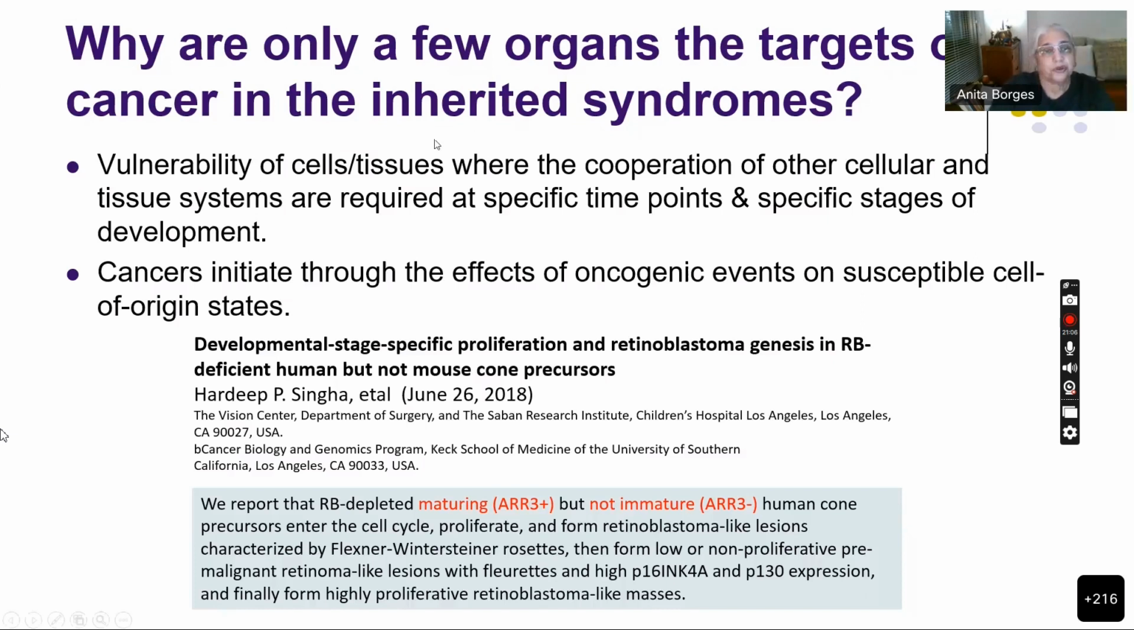So it is about vulnerability again of cells or tissues where the cooperation of other cellular and tissue systems is required at a specific time point. So that's the reason. Every cell in my body has this, but every cell in my body is not susceptible, because there has to be a combination of events that takes place in that particular cell for this genetic event to initiate neoplasia. So that's the answer to that question.